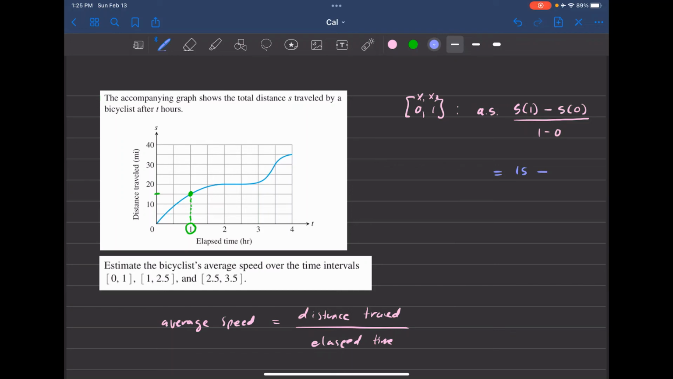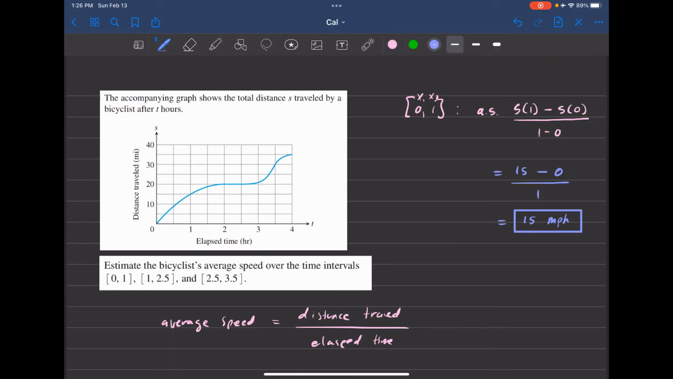Now for s of 0, we're looking at when time is 0, and the function is right there. So that's also 0. All over 1 minus 0, well, that's just 1. So this happens to be 15. And we can say this is in miles per hour. So the average speed over this interval, 0 to 1, happens to be 15 miles per hour.